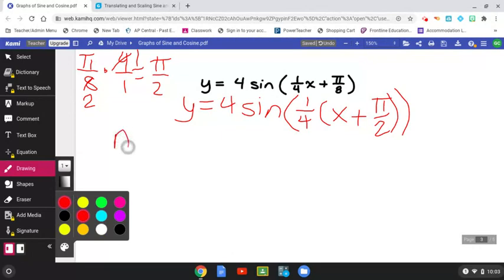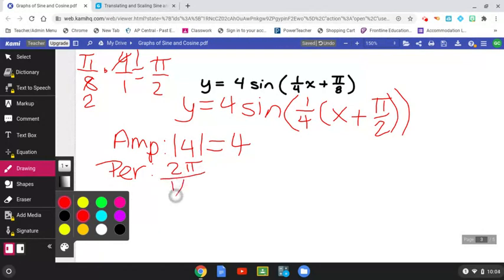All right, so let's start by identifying the amplitude. So your amplitude is easy. It's the absolute value of A. A is 4. Absolute value of 4 is 4. Okay, let's find the period. The period is going to be 2 pi divided by B. B is 1/4. So if we take 2 pi and divide it by 1/4, we'll change it to multiplying by the reciprocal, which the reciprocal of 1/4 is 4 over 1, which of course we can drop the 1. And so that'll end up equaling 8 pi.